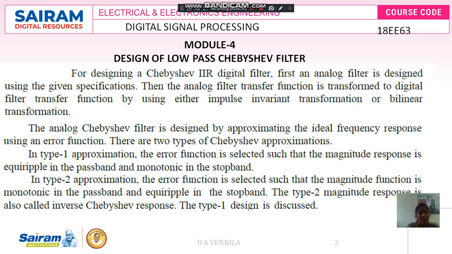Now the analog Chebyshev filter is designed by approximating the ideal frequency response using an error function. This error function is nothing but epsilon. It will be denoted by epsilon. Here we are going to discuss two types of approximation. One is type 1 approximation, the other one is type 2 approximation. In our subject we are going to discuss only type 1 approximation as per the syllabus.